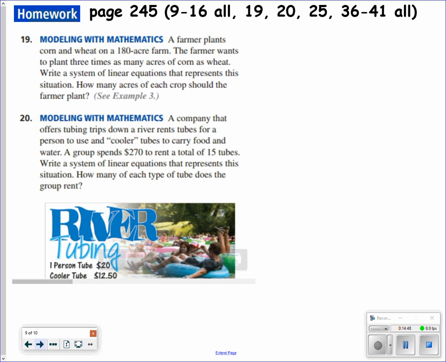Your homework assignment tonight is on page 245, problems 9 through 16 all, 19, 20, 25, 36 through 41 all. If you have any questions, please make sure you talk to your teacher. This is a challenging one, so please make sure that you do your best. And if you have problems, make sure you ask, and good luck.